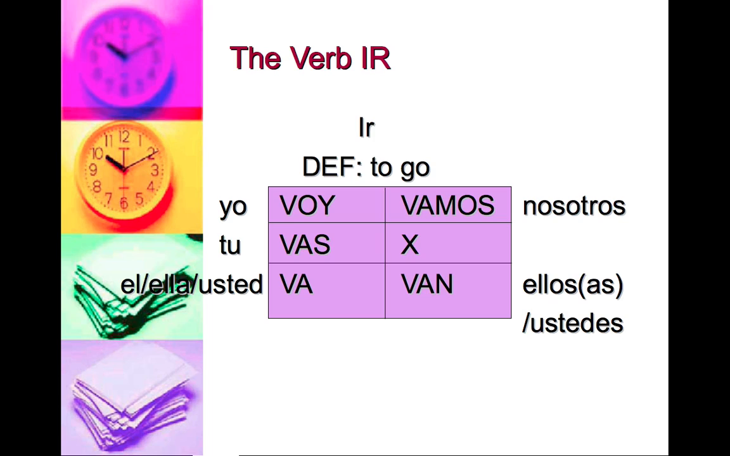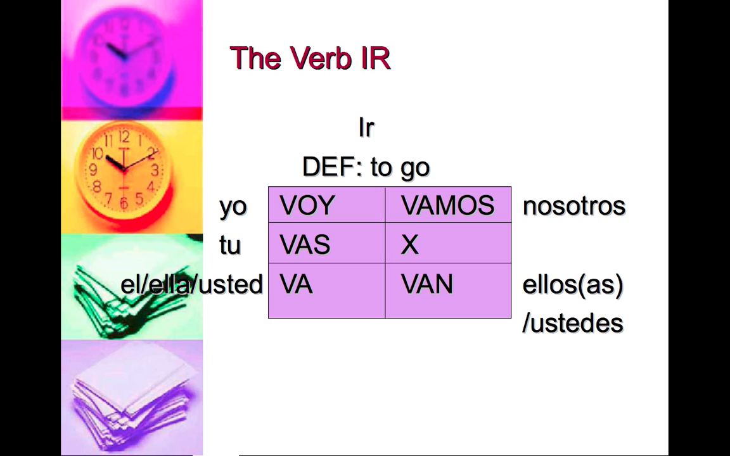All right, the conjugation of ir, the verb to go, is voy, vas, va, vamos, van. Todos repitan. Voy. Voy. Vas. Vas. Va. Va. Vamos. Vamos. Van. Van. Excelente.